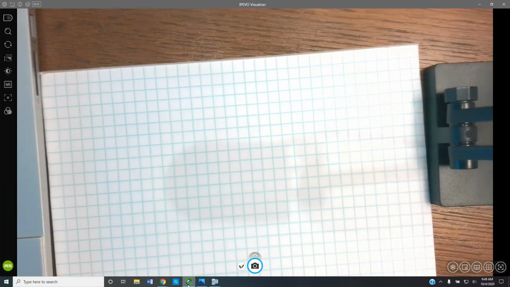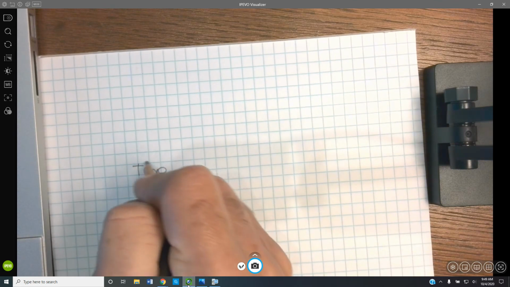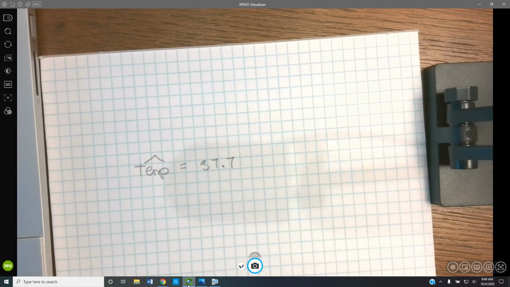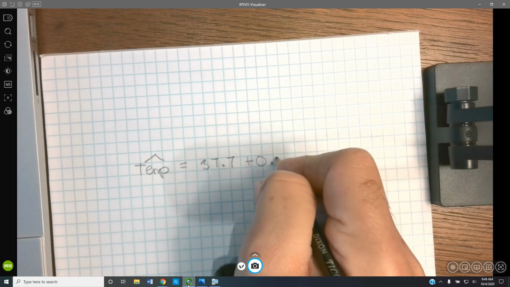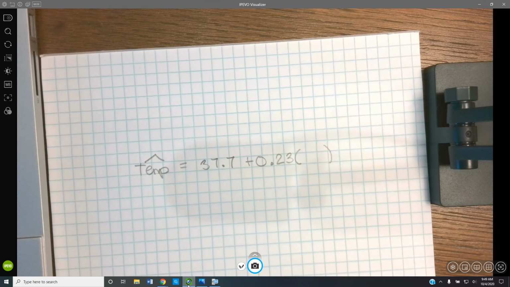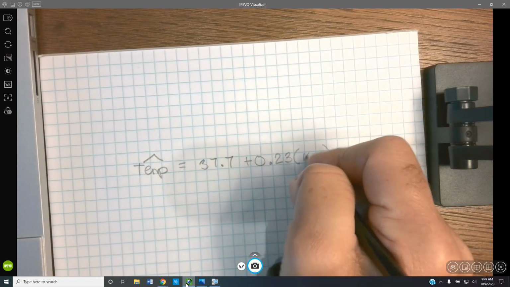So we have 37.7 degrees. Remember, we're finding a temperature. 37.7 degrees was our starting position for our y axis, or our beginning. And to that, we are going to add 0.23 for every one additional chirp. So notice that I use a set of parentheses there, and we're going to put 103 in for that for our calculation.